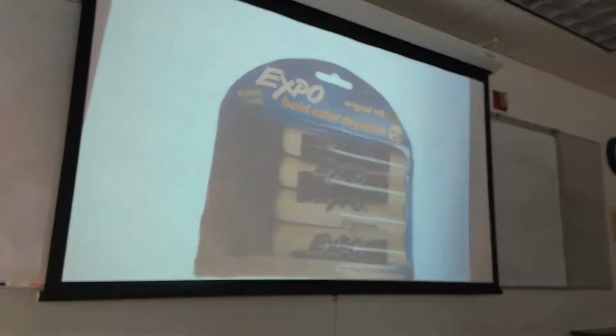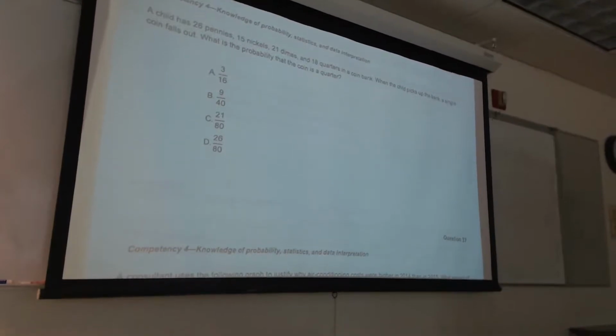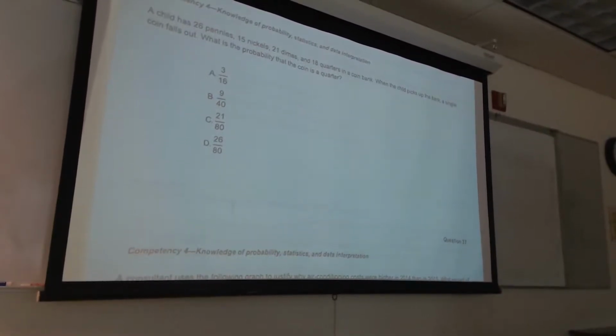All right, number 36. A child has 26 pennies, 15 nickels, 21 dimes, and 18 quarters in the coin bank. When the child picks up the bank, a single coin falls out. What is the probability the coin is a quarter? So remember what I said about probabilities. Probability is the number of favorable outcomes, so in this case, the number of them that are quarters, over the total number of outcomes.